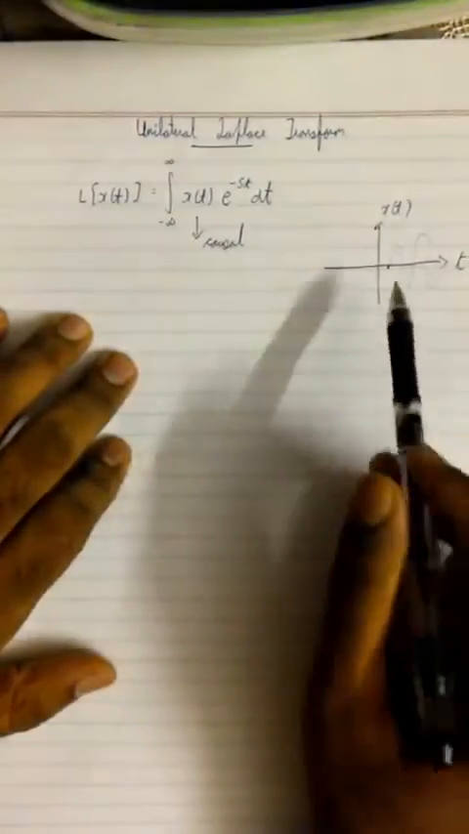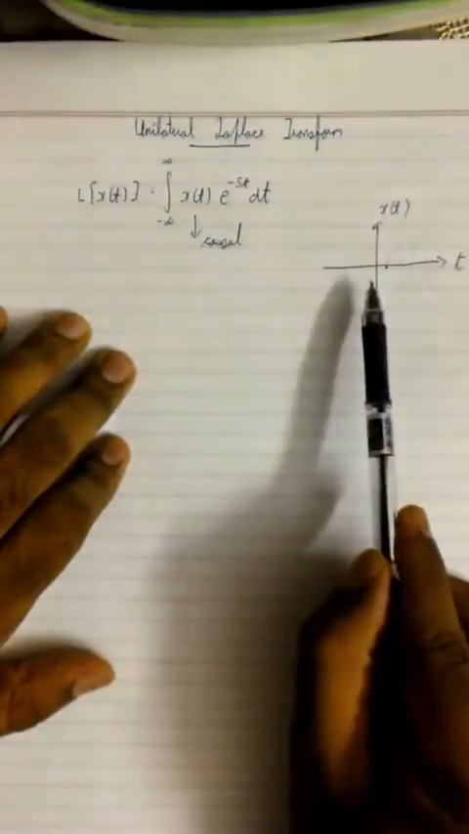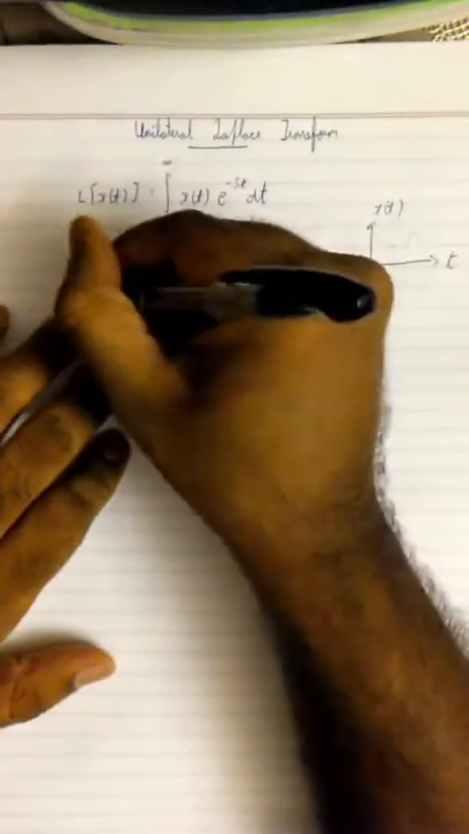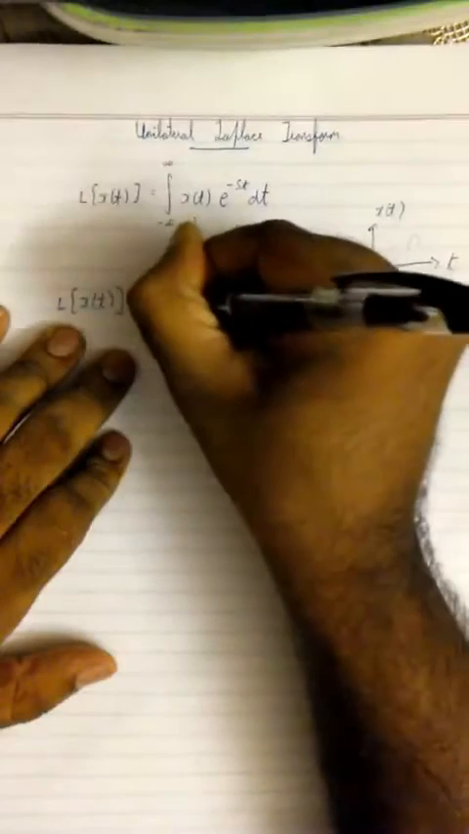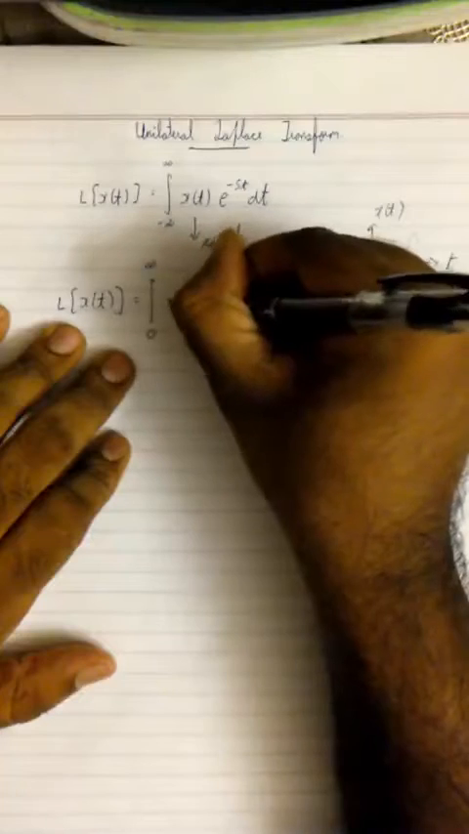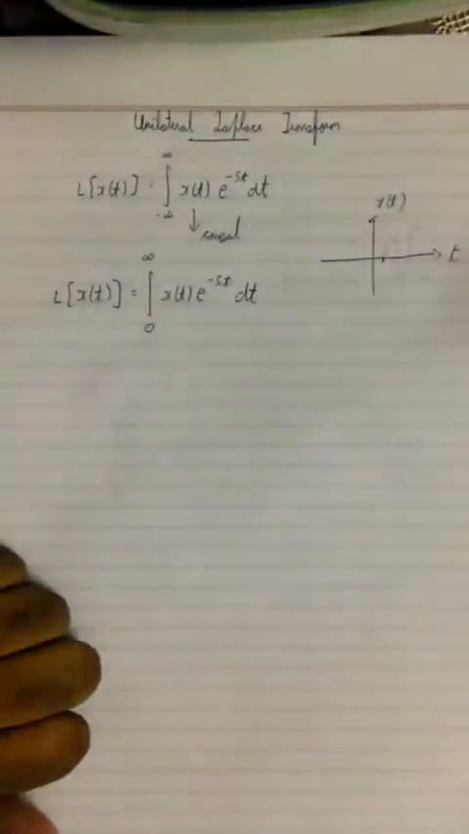Since the value of x of t is 0 from minus infinity to 0, the Laplace transform over that range is also 0. Therefore, the unilateral Laplace transform equation becomes the integral from 0 to infinity of x of t into e raised to minus st dt. This is called the unilateral Laplace transform equation. It is applied solely to causal signals.